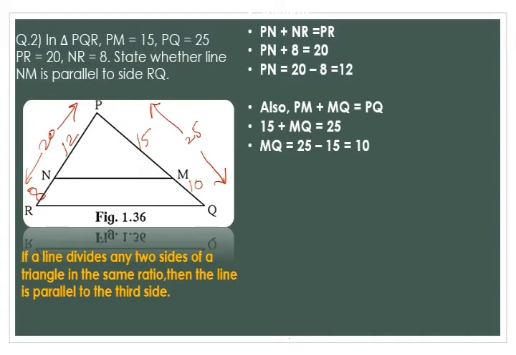So first we will find the ratio of PN upon NR. So PN upon NR is equal to 12 upon 8. Therefore PN upon NR we reduce to 3 upon 2. Here we have divided numerator and denominator by 4. So 4 3s are 12 and 4 2s are 8. So we got our first point: PN upon NR is equal to 3 upon 2.